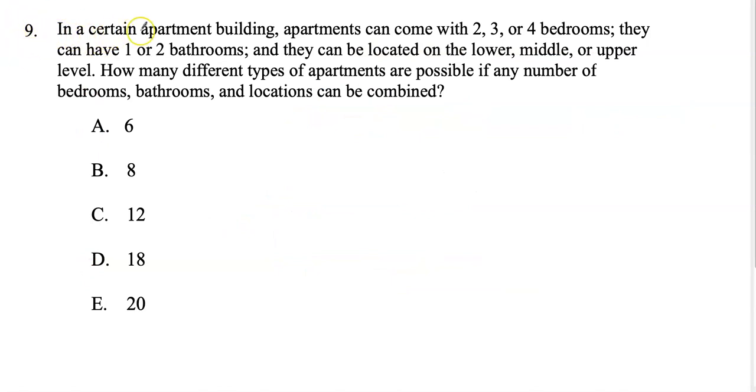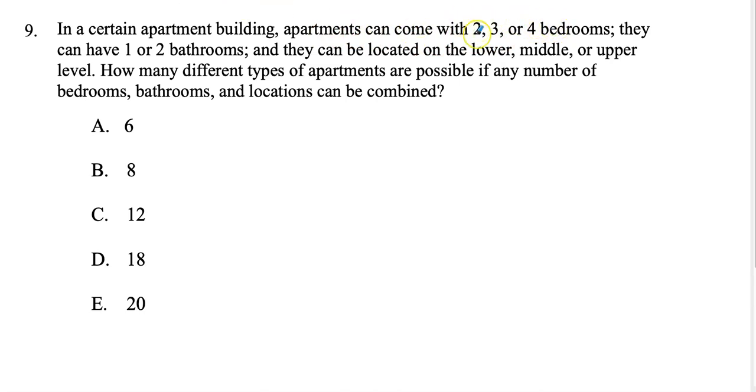Question 9. In a certain apartment building, apartments can come with 2, 3, or 4 bedrooms. They can have 1 or 2 bathrooms, and they can be located on the lower, middle, or upper level. How many different types of apartments are possible if any number of bedrooms, bathrooms, and locations can be combined? So are there 6 possibilities, 8 possibilities, 12? I'm going to show you the quick way to do this, and then I'm going to show you why it works.